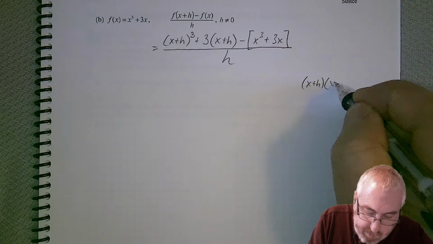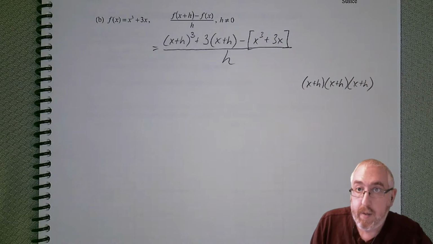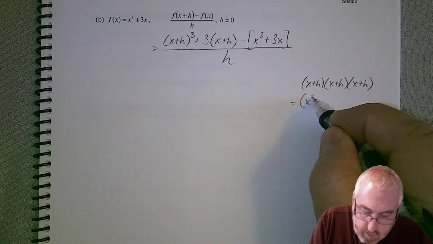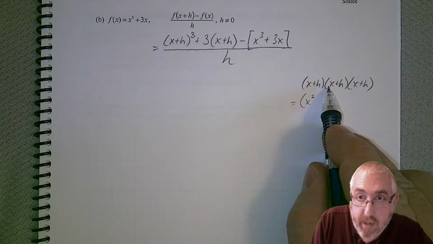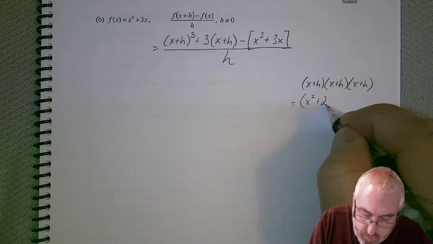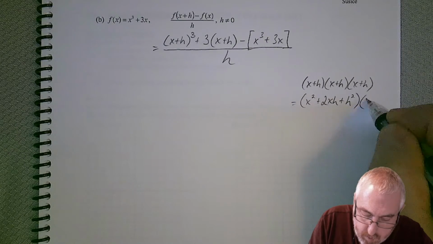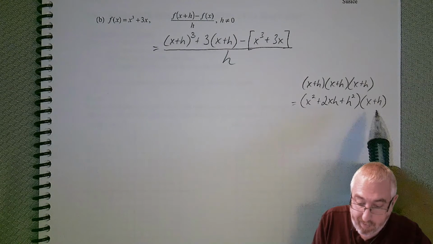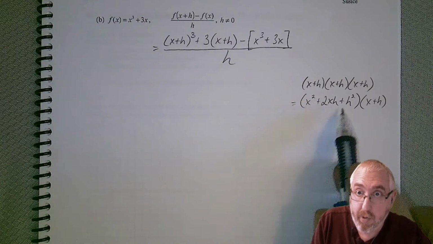If we expand it out, we know it should look like this. Now we can FOIL 2 of them pretty quickly. So x squared, we have an hx or an xh, whichever way you like it. And then we have another xh, so we've got 2 of them. And then our last would be h squared. Okay, so there's one step. Now we've got to multiply this x plus h into this trinomial here.